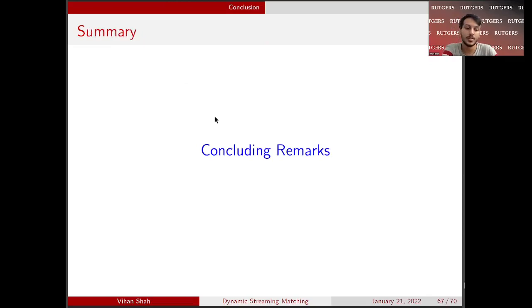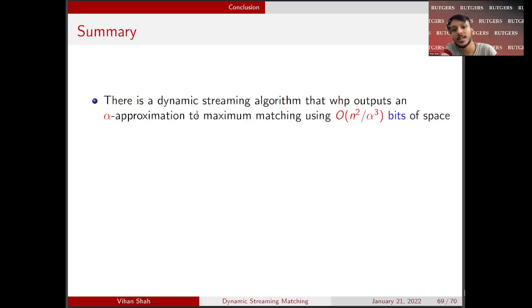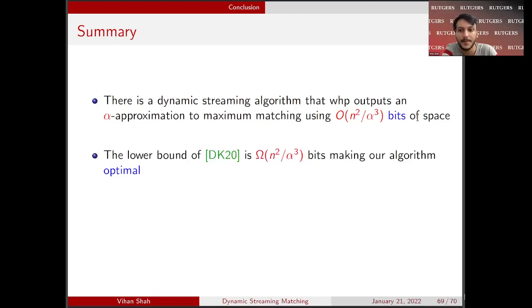So now we conclude. The first step was match or sparsify. We used n square over alpha cube bits of space, and we either get a large matching or we get a hard instance that is sparse and contains a large matching. Our recovery sketches can be used to solve these hard instances in n square over alpha cube bits. And note that we run both of these algorithms in parallel and get the final algorithm. So there is a dynamic streaming algorithm that with high probability outputs an alpha approximation to the maximum matching using n square over alpha cube bits of space. The lower bound of Dark Conrad 20 is n square over alpha cube bits, making our algorithm optimal.